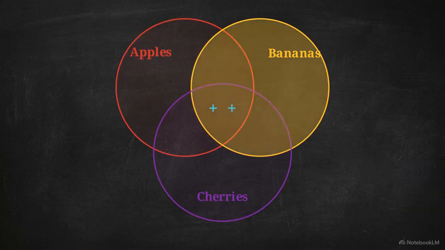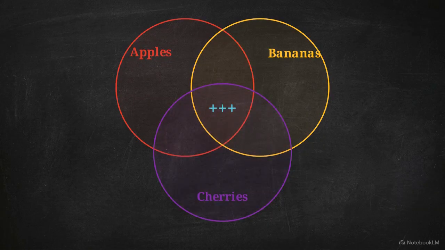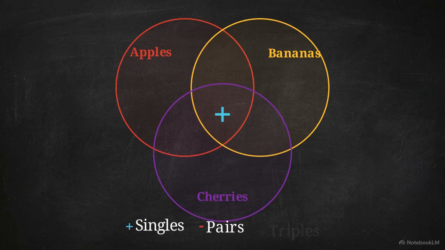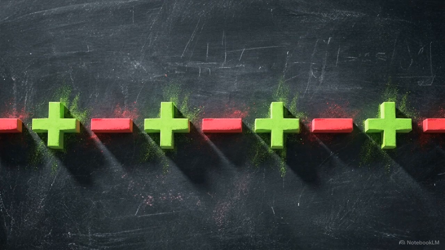Students who like apples, bananas, and cherries were added 3 times with the singles, then subtracted 3 times with the pairs. They're erased. To fix this, we add the center back. Add singles, subtract pairs, add triples. As overlaps get deeper, the formula requires an alternating plus-minus pattern to keep the final count accurate.